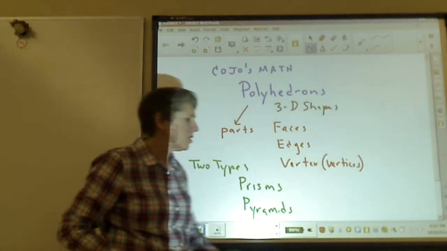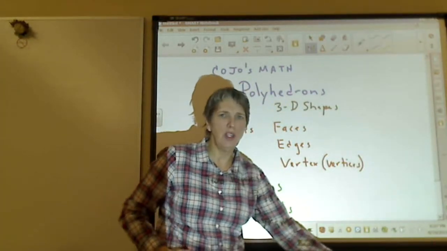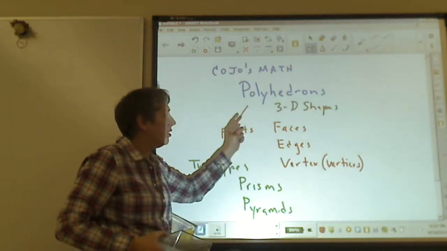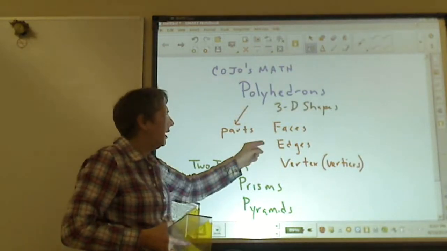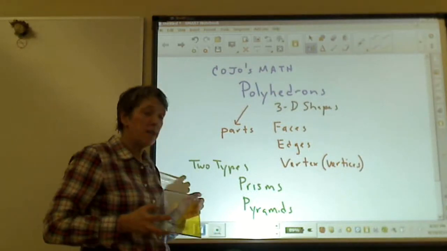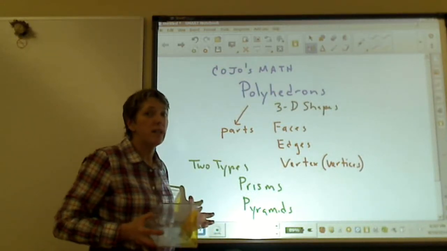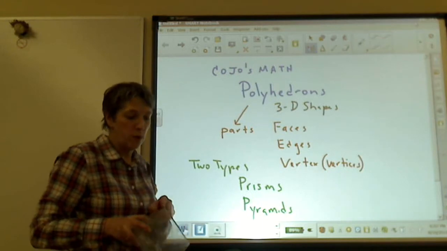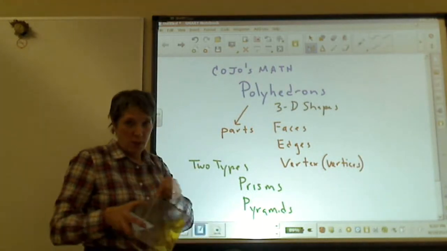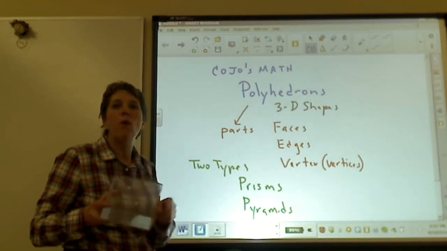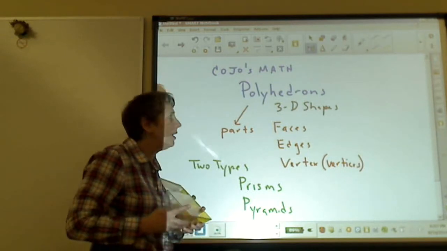And there are parts of polyhedrons that you need to know and be able to identify. There are faces, edges, and a vertex or vertices. They're made up of vertices, not vertexes. A vertex is where two edges meet. But the vertices are all the points on the polyhedron.